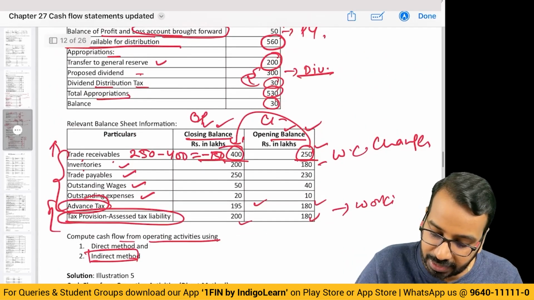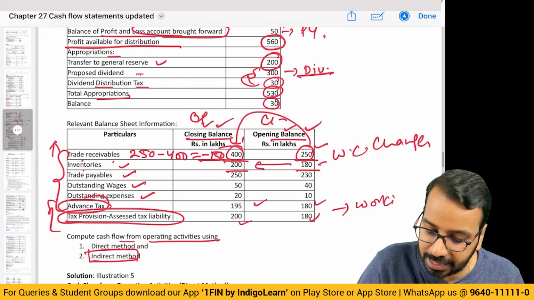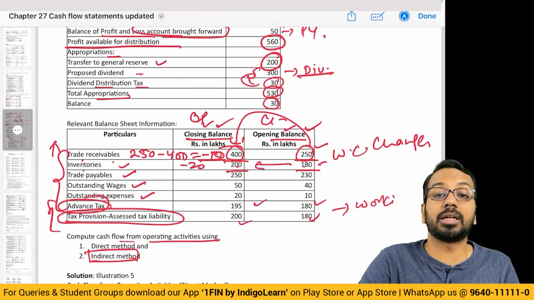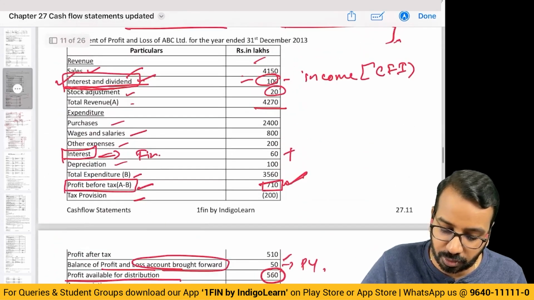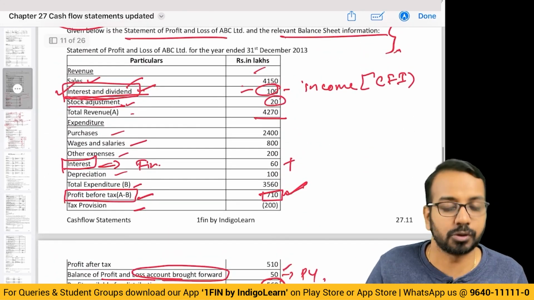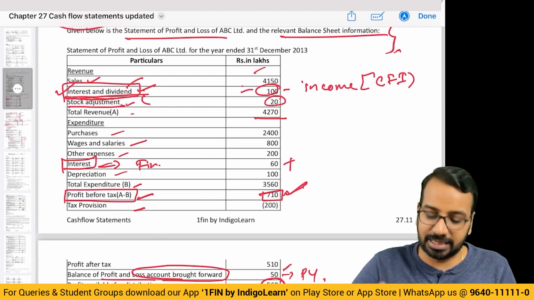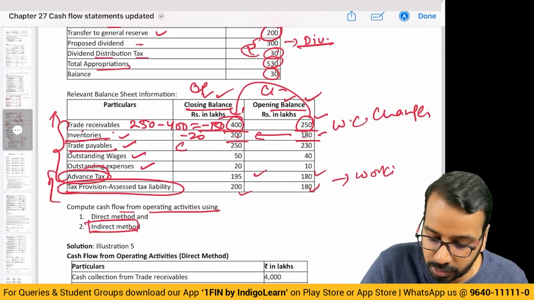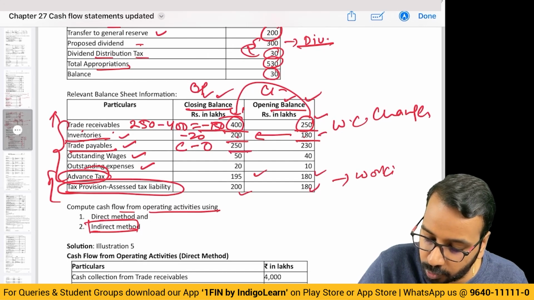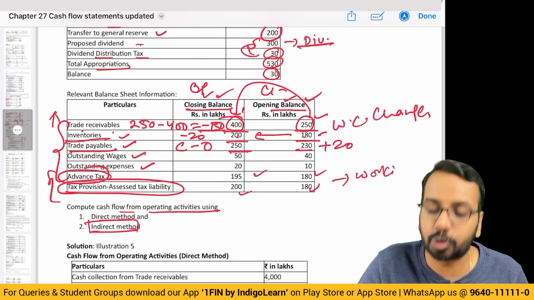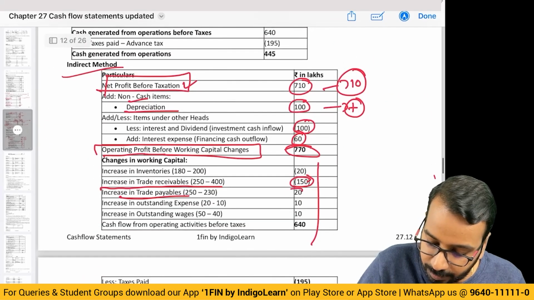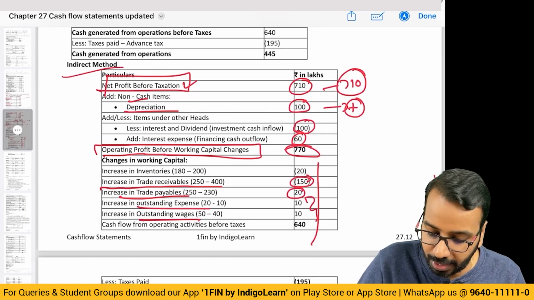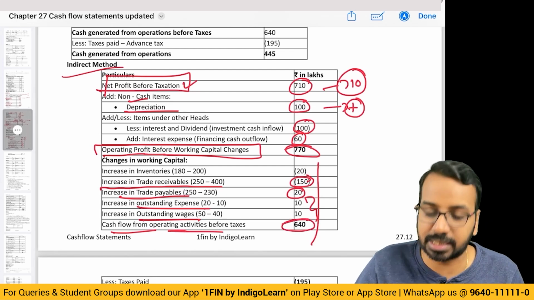Then inventories 180 to 200. Again there is an increase. Opening minus closing, minus 20. If this was not given, you could have taken that from here also. The stock adjustment is basically the change in inventory. Then trade payables, a liability: closing minus opening. Closing 250, opening 230, plus 20. Increase in trade payable, plus 20. Like that, outstanding expenses and outstanding wages, all of that you will adjust. You get cash flow from operating activities 640.